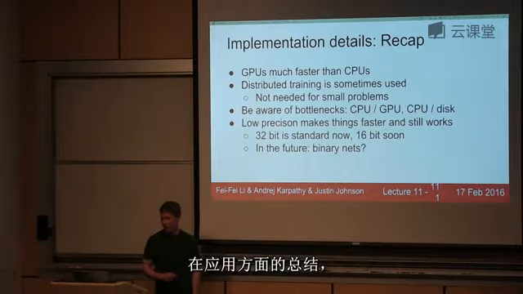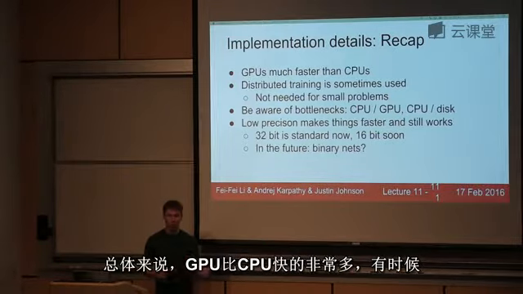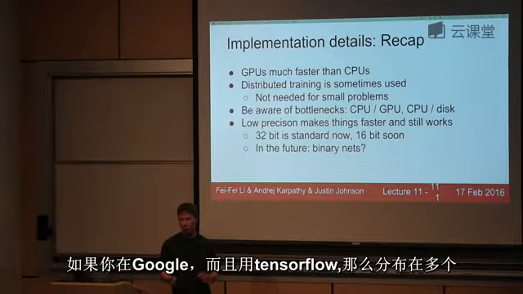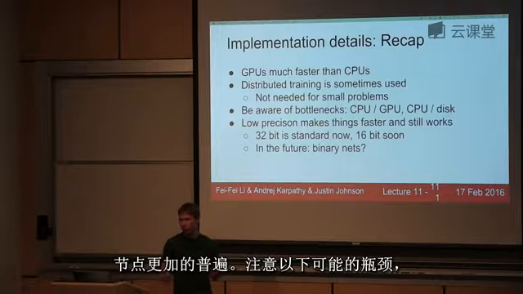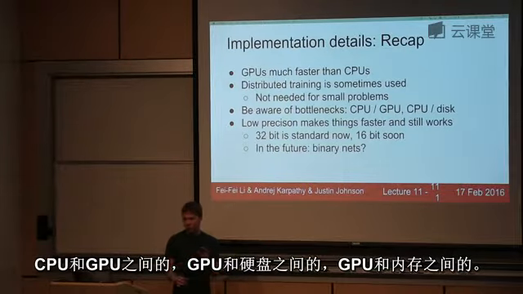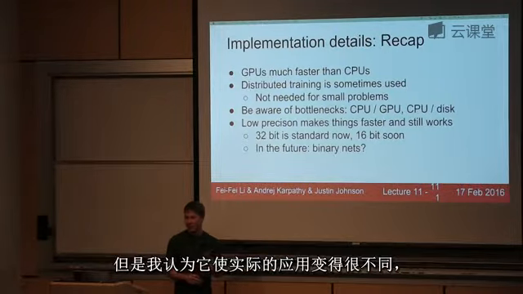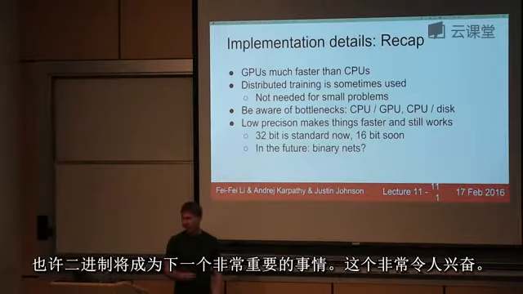So the recap from implementation details is that overall GPUs are much, much faster than CPUs. Sometimes people use distributed training. Distributing over multiple GPUs in one system is pretty common. If you're Google and using TensorFlow, then distributing over multiple nodes is maybe more common. Be aware of different kinds of bottlenecks between the CPU and the GPU, between the GPU and the disk, and within the GPU memory. And also pay attention to floating point precision. It might not be the most glamorous thing, but I think it makes huge differences in practice. And maybe binary nets will be the next big thing. That'd be pretty exciting.